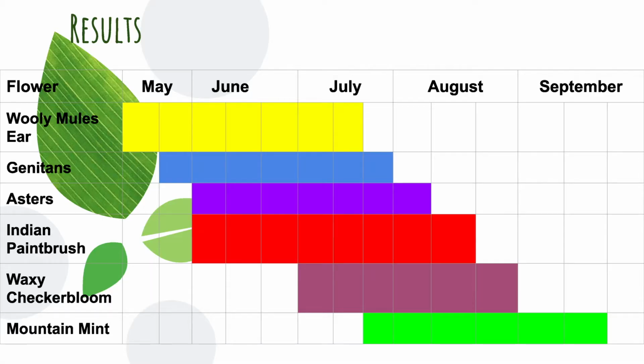Here is an example of some of the data that we collected for the project. As you can see, there is a list of flowers running down the column on the left, and then the highlighted blocks for each row is the time of year that those flowers are in bloom around where I live. As you can see, the woolly mule's ear flower is one of the first ones to bloom, and the mountain mint is one of the last ones to bloom in September.